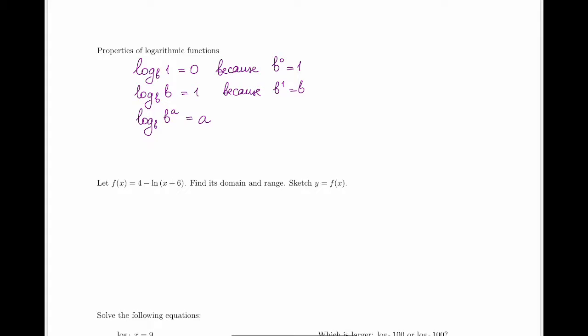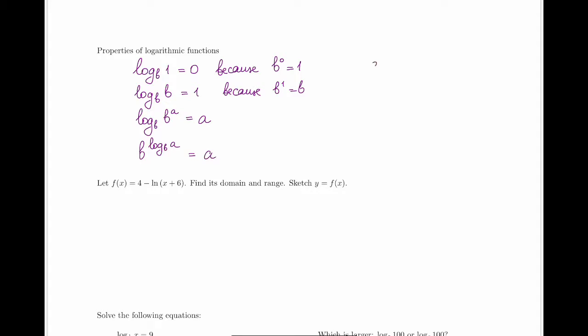And then the last one is kind of the opposite of this one. B to power logarithm b of a. So here, logarithm b of a represents the power to which I had to raise b to get a, and now I'm actually raising b to that power. So I'm going to get a.